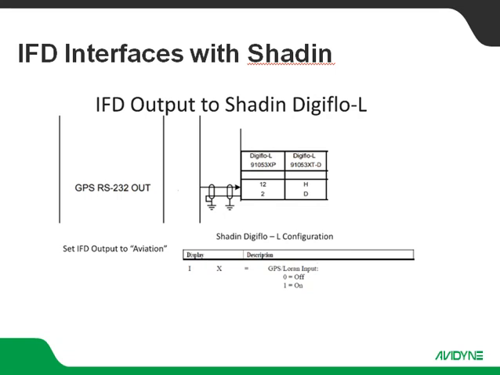I've mentioned this in some of the other videos as well. Something to be aware of with the IFDs, we can send aviation data out multiple ports, so you don't have to parallel those lines. If you have something else in the aircraft that's using aviation, you can set aviation on multiple ports and it will work just fine.